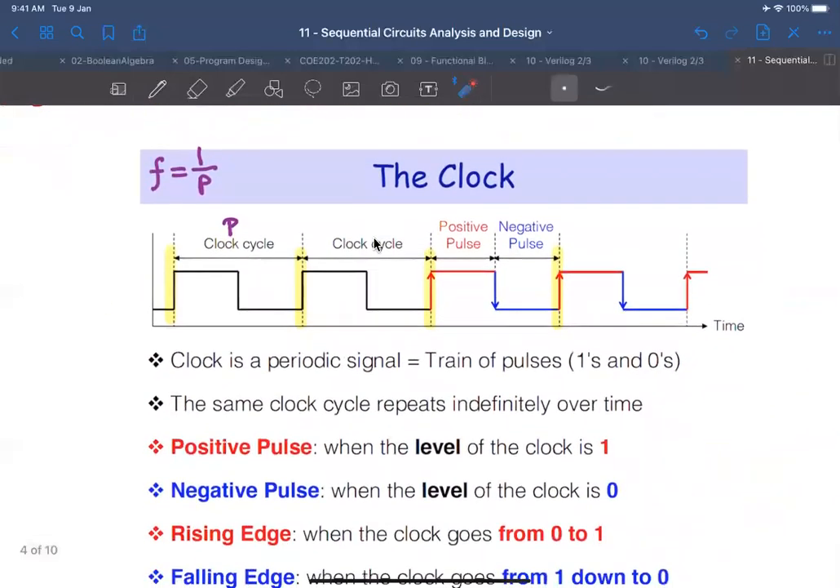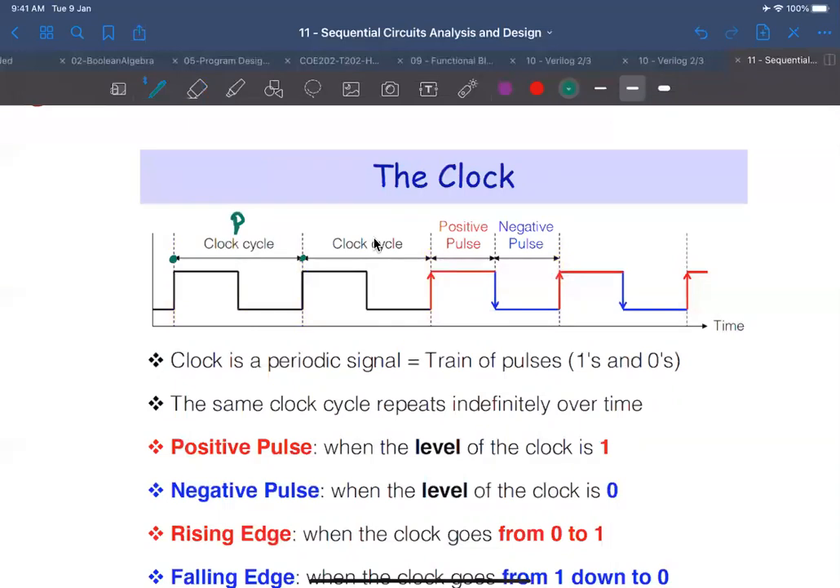Now, let's just erase this. This is what we call the clock signal. The clock signal is a continuous train of pulses, and it is a periodic signal. This is the clock cycle, also called the clock period. It's from here to here, and this is denoted by P, for example.